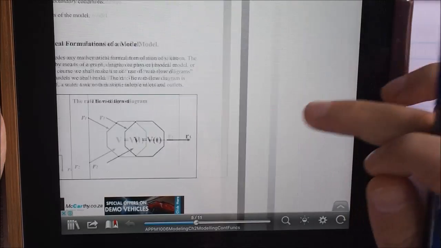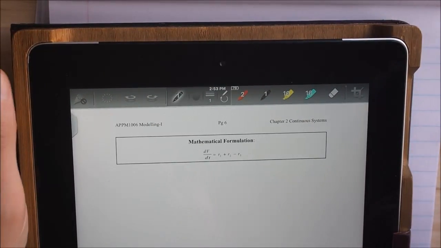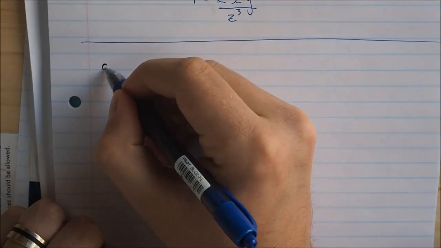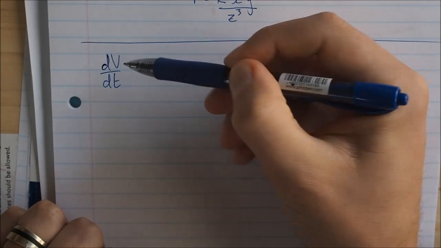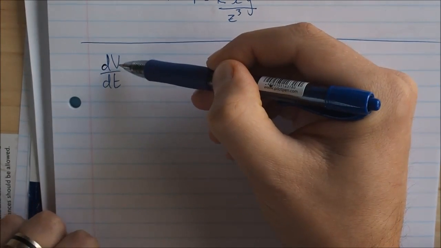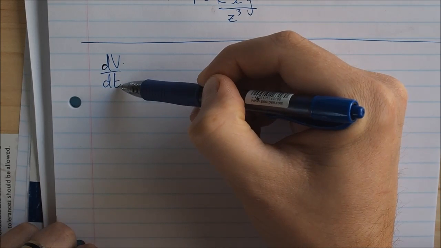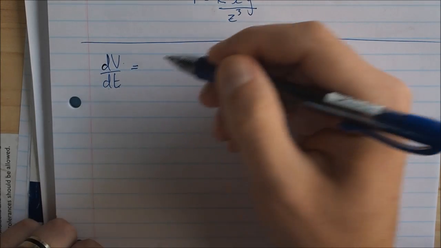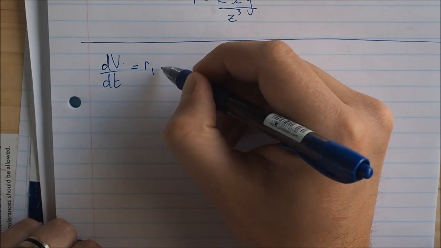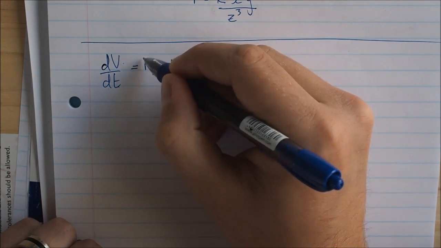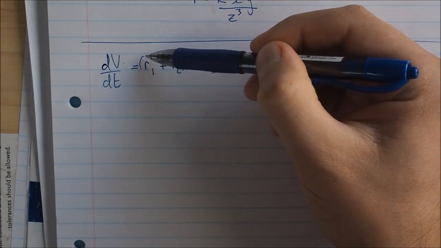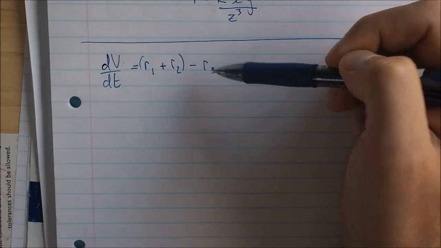Well, let's write this down as a differential equation. We say here that dV by dt, so the rate of change of volume, the change in volume divided by the change in time, that's what we're saying. So the rate at which the volume changes is equal to the rate at which it's coming in, that's R1 and R2, minus the rate at which it's leaving, R3. So we have an addition, plus R1 plus R2 for the rates that are coming in.